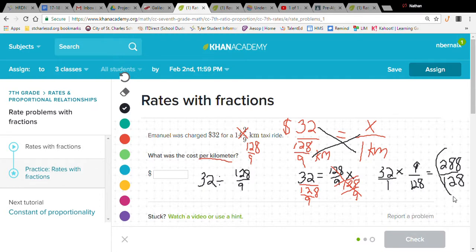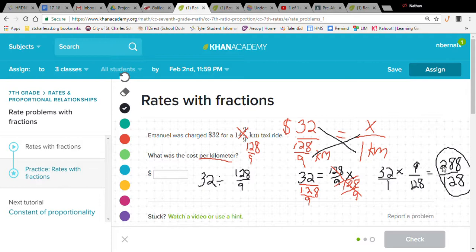That is my answer. However, you need to think about what your answer means in the context of the problem. The question is asking, what's the cost per kilometer? So this wouldn't make sense as a cost. You don't go to the store and pay them 288 over 128. It doesn't make sense in a dollars and cents sort of way. So you want to think, how can I turn this number into a dollar amount? What you do is make it a decimal, because dollars and cents are expressed in decimals.